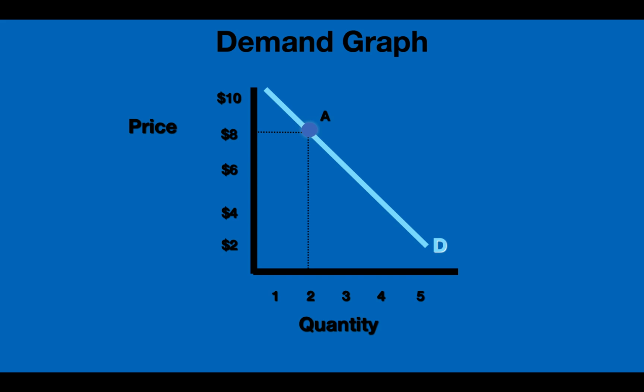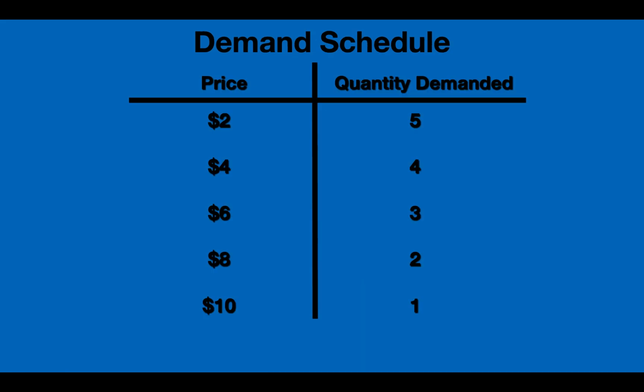Now, this information here, we can take and put onto a graph. And as you can see, on the vertical axis is always going to be the price. On the horizontal axis here will always be the quantity demanded. So you simply take the information from the previous slide. So if there was a price of 10, they would only want one of those items.